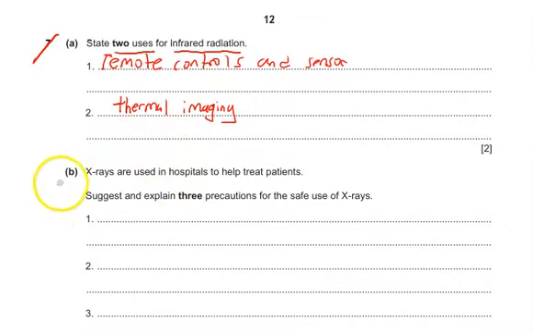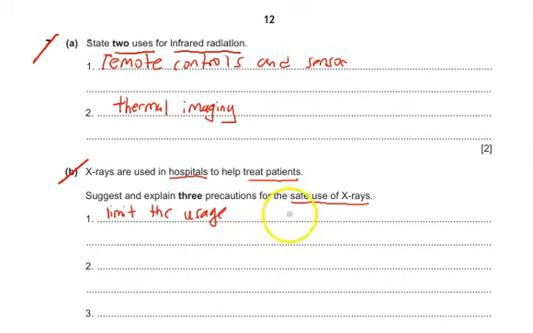Okay, now we have X-ray used in hospitals to help treat patients. So suggest and explain 3 precautions for the safe use of X-ray. Okay, the first thing here that you can see as one of the precautions for the safe use of X-ray, you can mention that limit the usage time. Okay, limit the usage time, or you can also say the time of exposure.